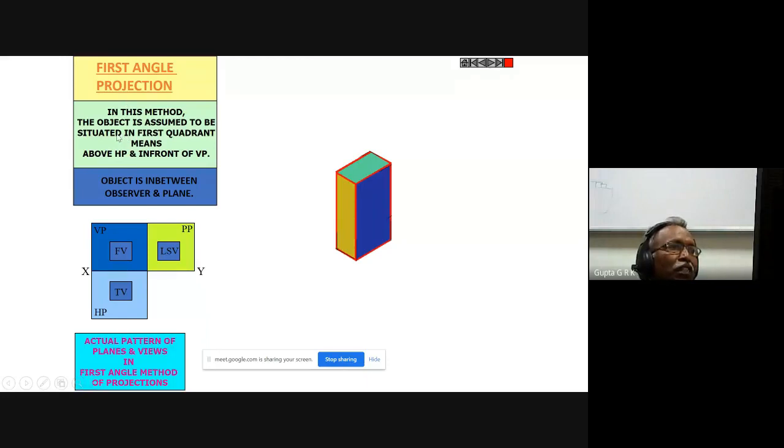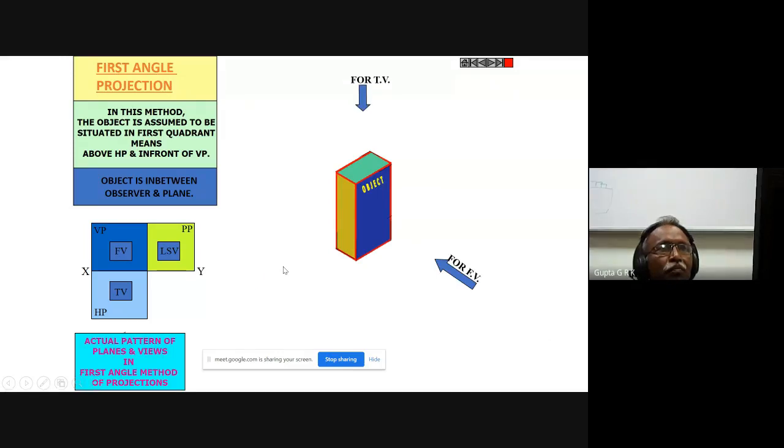Okay, first angle projection. In this method, the object is assumed to be situated in the first quadrant, means above HP and in front of VP. That is, the object is in between the observer and the plane. Okay, that's what. Here, I need not assume reference planes to be transparent. I see the object. Object is in between observer and the reference plane. And front view above XY, top view below XY. Right side comes as left side view. Left side comes as right side view. Okay, so that is the way it happens.